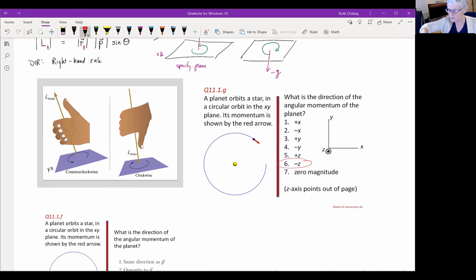If we curl our fingers around so they're following the orbit, then our thumb sticks into the screen, and according to our axis system, that is the minus z direction. Although there are 7 alternatives here, there are really only 2, because the angular momentum is perpendicular to the plane of the orbit. If the plane is the XY plane, the only perpendicular directions are plus z or minus z. So you're down to 2 alternatives, which makes your life somewhat easier.